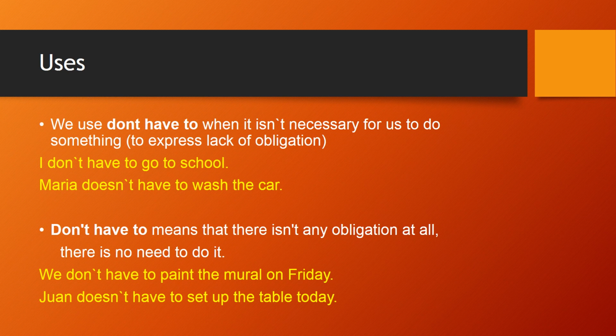Juan doesn't have to set up the table today. It is not his obligation. It is someone else's obligation. Why? Probably because Juan set the table yesterday. Or probably he's gonna set up the table tomorrow, but today is not his obligation. And those are the four uses. Very simple. Have to expresses obligation.